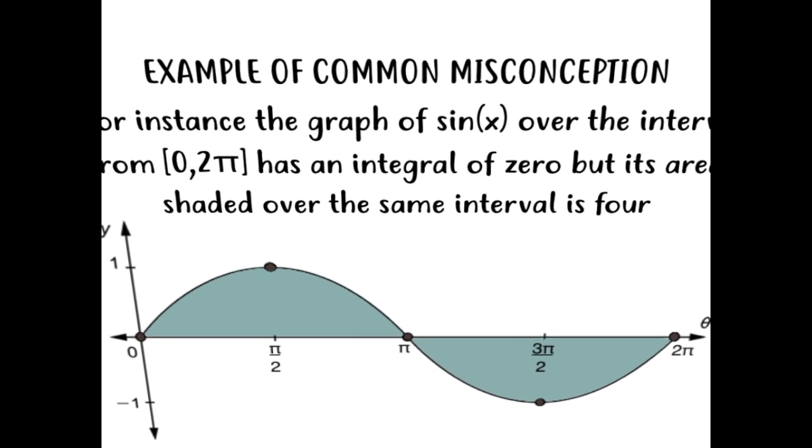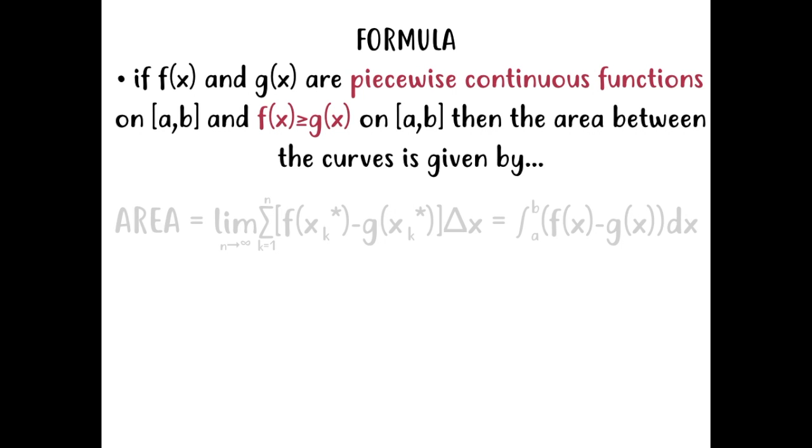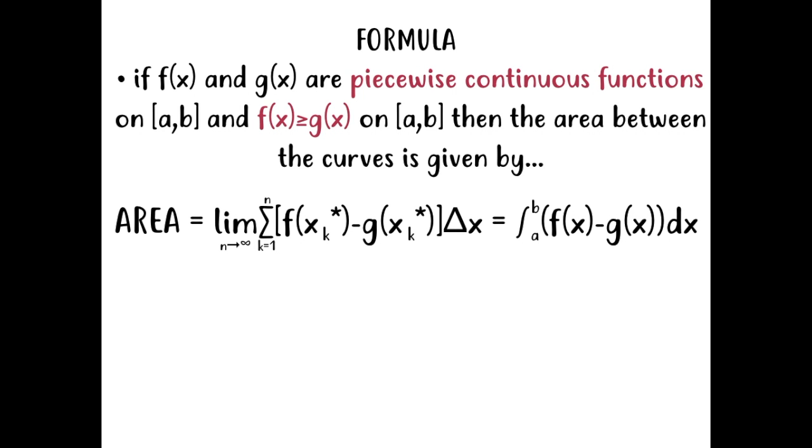If f of x and g of x are piecewise continuous functions on the closed interval from a to b, and f of x is greater than or equal to g of x on the closed interval from a to b, then the area between the curves is given by the following. Area equals the limit as n approaches infinity of the summation as k goes from 1 to n of f of x sub k minus g of x sub k, all multiplied by delta x.